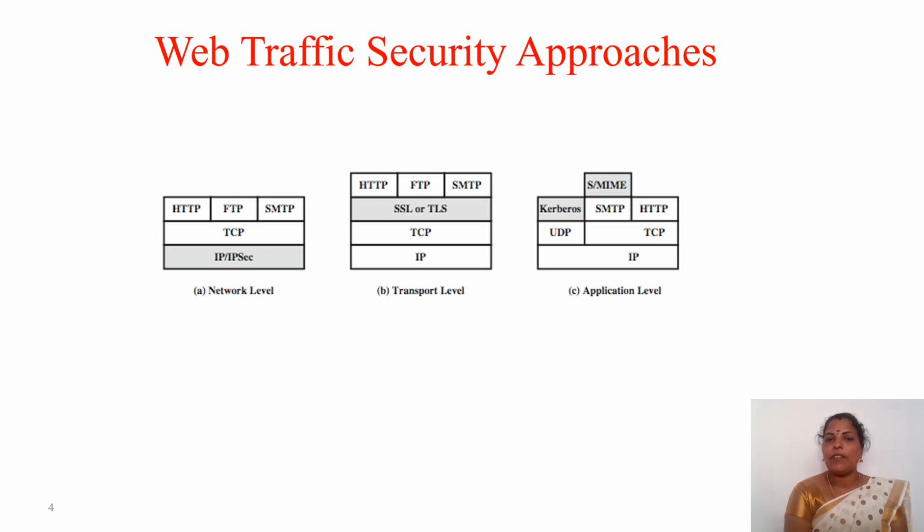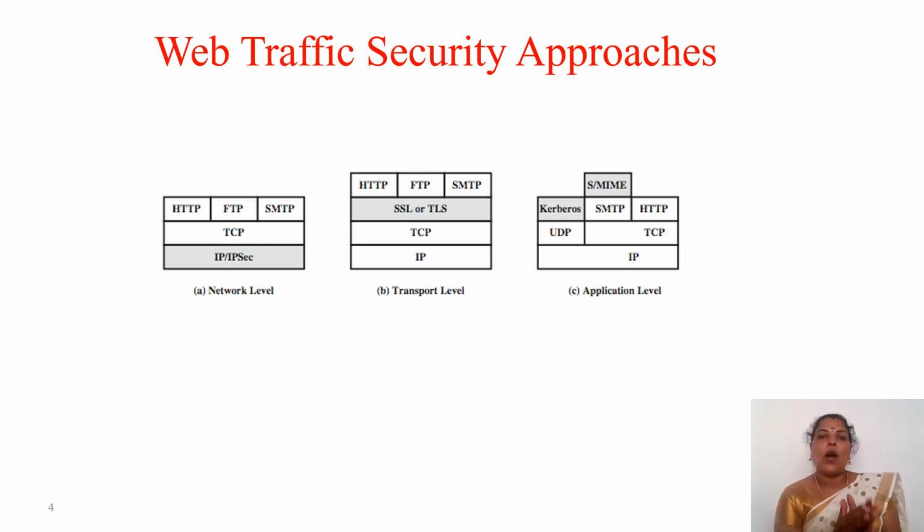With respect to the network level, IP security is included. You see the shaded portion; only that is the web traffic security approach. Next, IP is there, and we have both connectionless and connection-oriented protocols, that is UDP as well as TCP. Then at the application layer, we have Kerberos, an authentication protocol, and S-MIME. S-MIME we have not discussed, but it is similar to Pretty Good Privacy, a mail security approach. So Kerberos and S-MIME are the web security approaches.